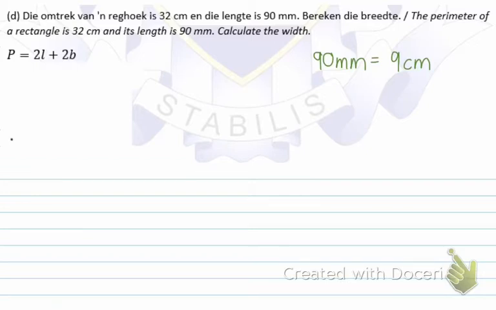The formula for the perimeter of a rectangle is P equals 2 times length plus 2 times breadth.